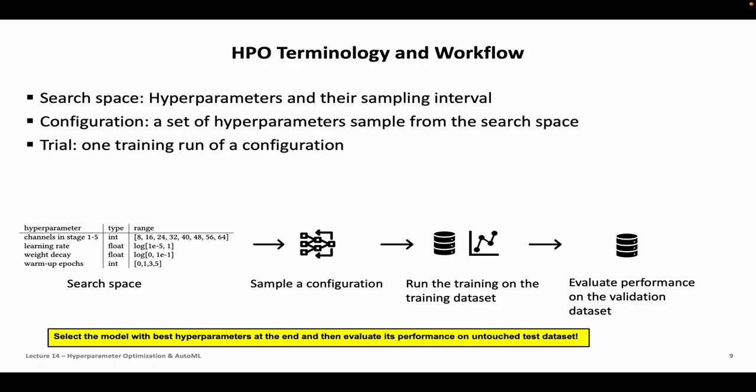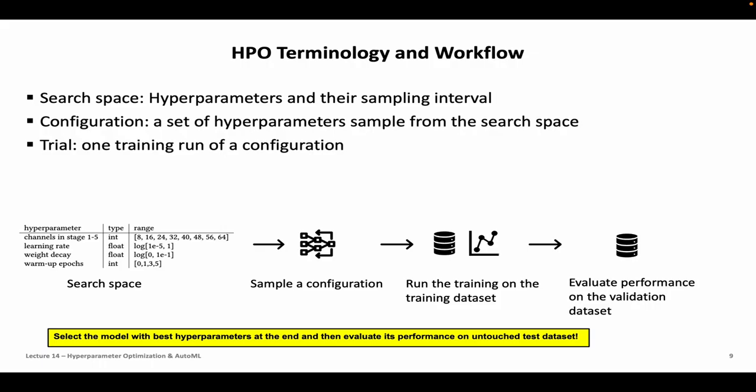A bit of terminology. So when I talk about search space, I mean the hyperparameters and the intervals that these hyperparameters are sampled from. When I talk about a configuration, I mean a set of hyperparameters that is sampled from the search space. And when I talk about a trial, I mean one training run of such a configuration of hyperparameters.